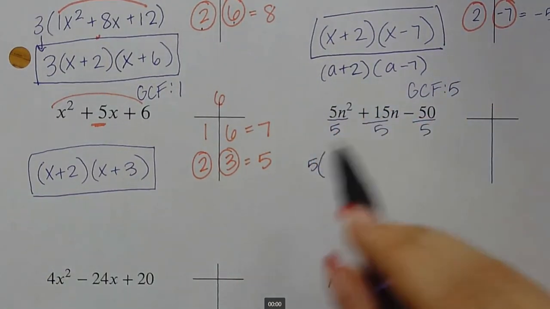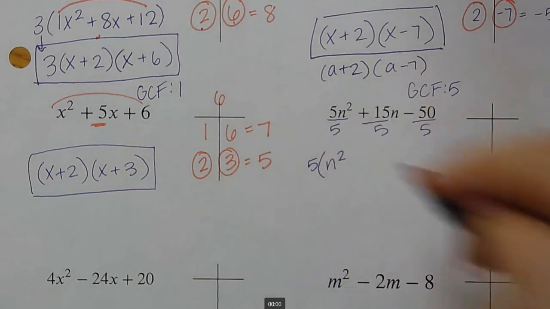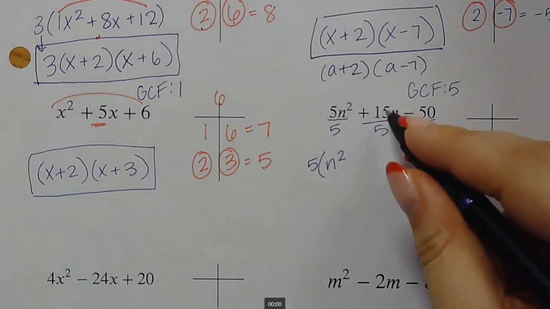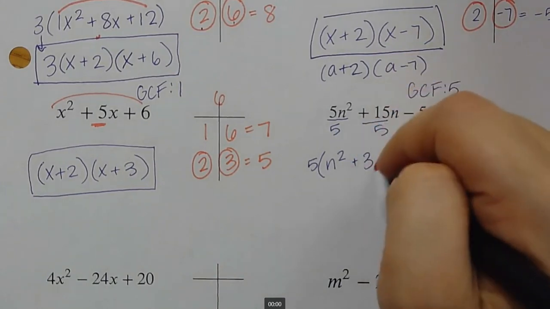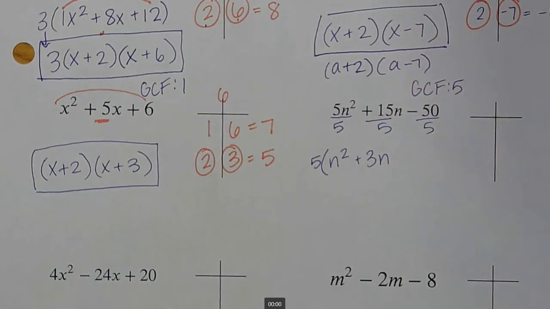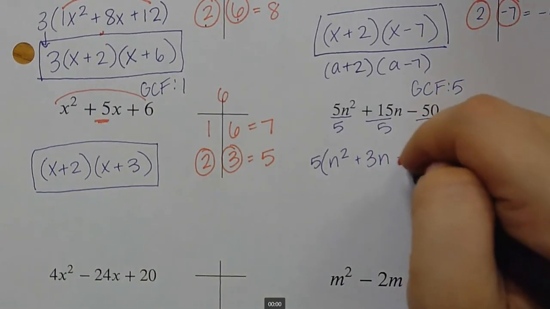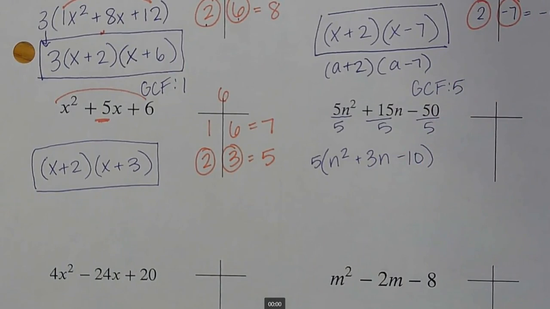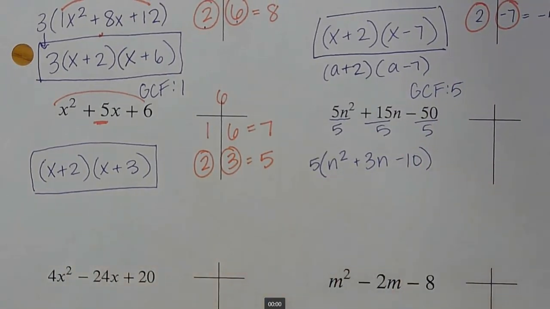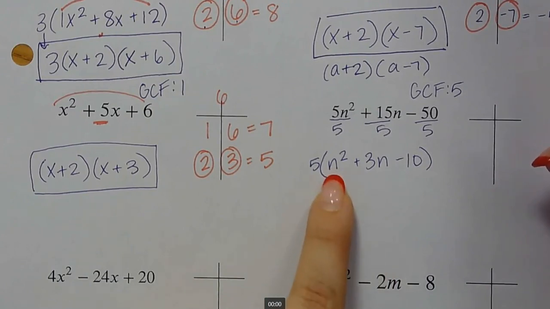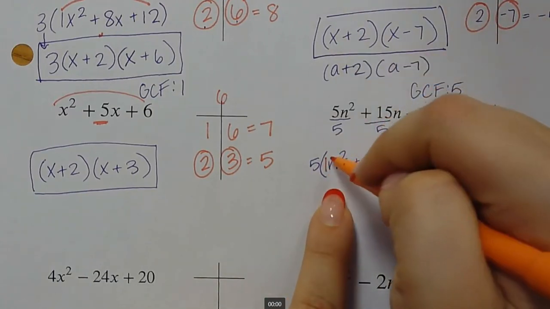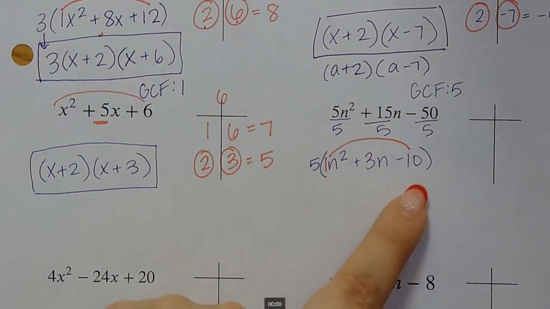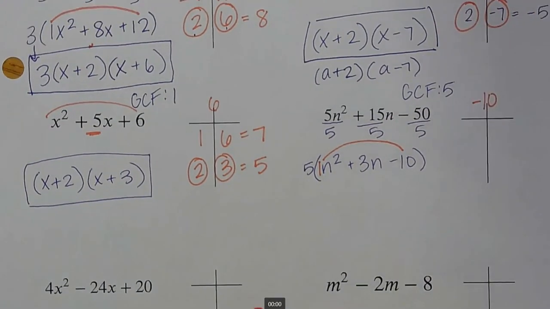When I do that, 5n squared divided by 5 is just n squared. 15 divided by 5 is plus 3, and I put the n there. Negative 50 divided by 5, that's negative 10. And now, because I could factor out that GCF, I have an a value of what? What's in front of n squared? 1. So now, inside these parentheses, I have an a value of 1, a c value of negative 10. So I multiply 1 times negative 10 is negative 10. Okay?